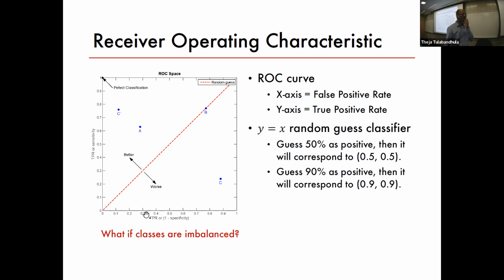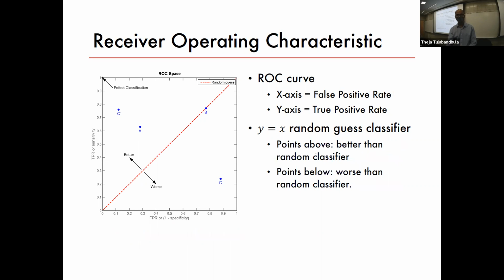So what happens if classes are imbalanced? We're going to talk about it in a couple of slides, and we'll talk about getting away from the diagonal, which we established as a random guessing classifier of some random bias. So there are other classifiers, C versus A, which one is better, and so on. We're going to talk about that next.